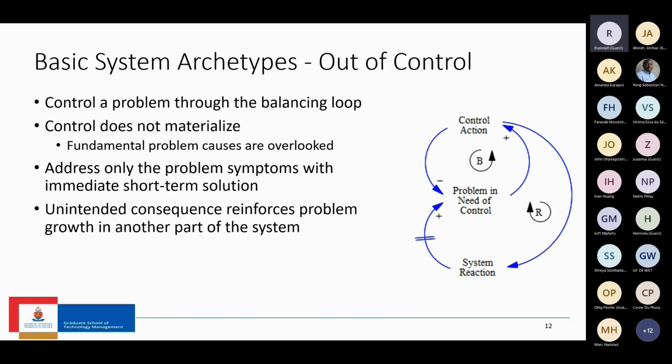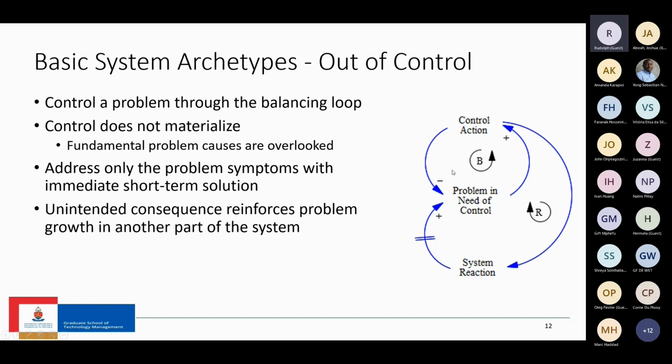So the second one consists of a balancing and a reinforcing loop that is called the out of control archetype. You try to control a problem through a balancing loop, with a controlling action and the problem that you want to control. However, this controlling action also influences or causes a system reaction through a reinforcing loop, which might also have a delay before you start observing what it's doing to your system. So your control might not be realized and your fundamental cause can be overlooked.